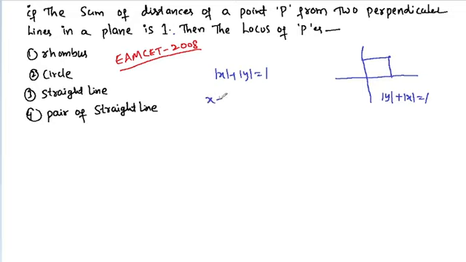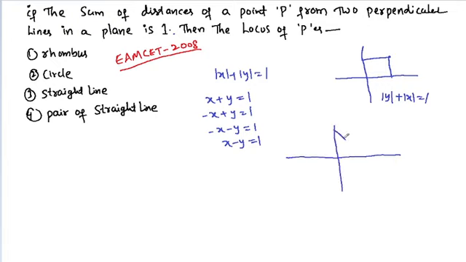From this, taking both positive, that is x plus y is equal to 1. Second equation minus x plus y is equal to 1, and minus x minus y is equal to 1, and x minus y is equal to 1. This is the first line, and minus x plus y is equal to 1, this is the second line, and minus x minus y is equal to 1, and this is the fourth line, x minus y is equal to 1. The four lines form a rhombus. That is, the first option is the correct answer.